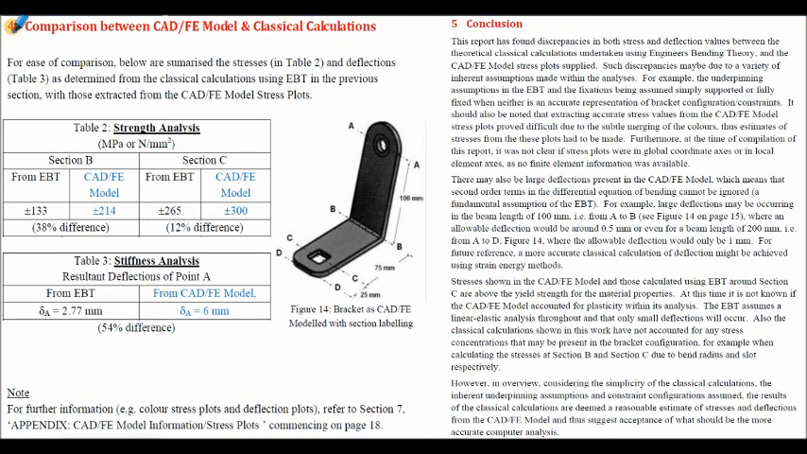Next page of the report shows section 4, and this is now the comparison between the CAD-FE model and these classical hand calculations. The comparison based on the strengths analysis and the stiffness analysis that's been undertaken. And section 5, we now have the conclusion to the report, essentially from the calculations undertaken and the comparison between CAD-FE model and the classical calculations. We state whether the model has been reasonably verified.